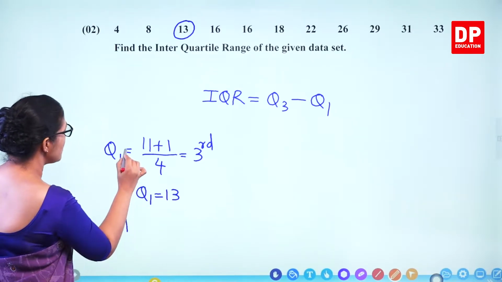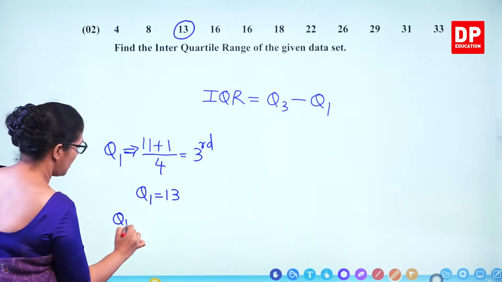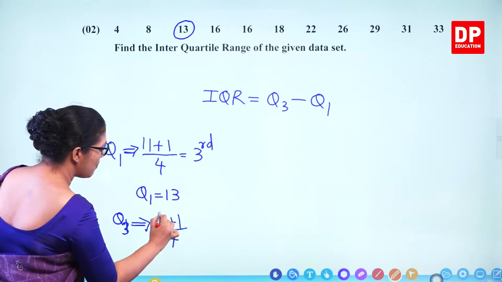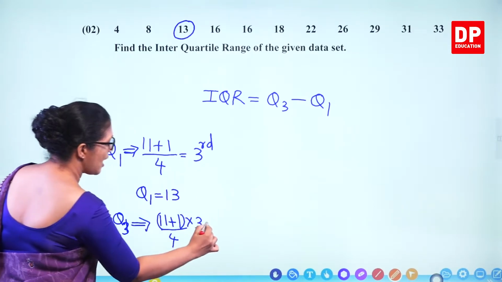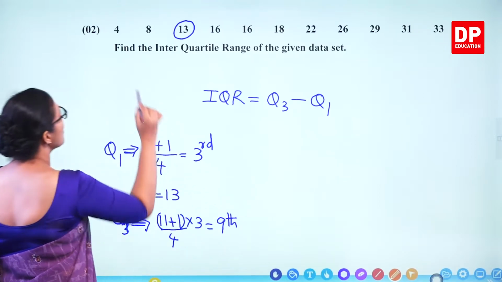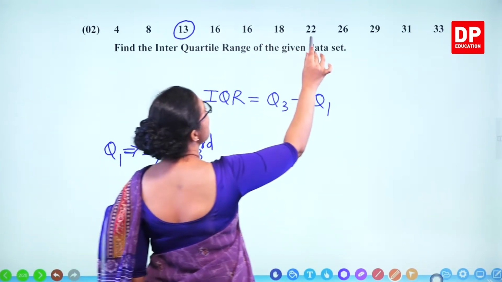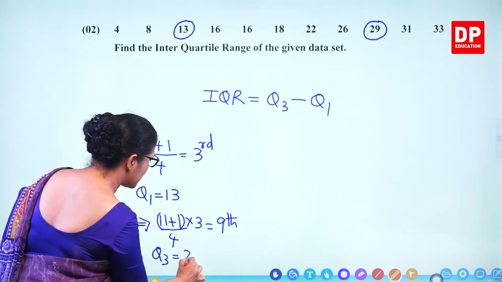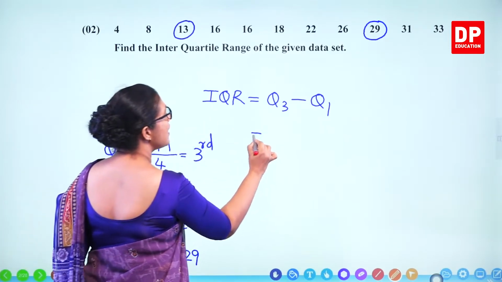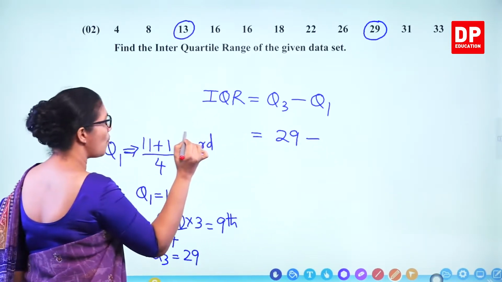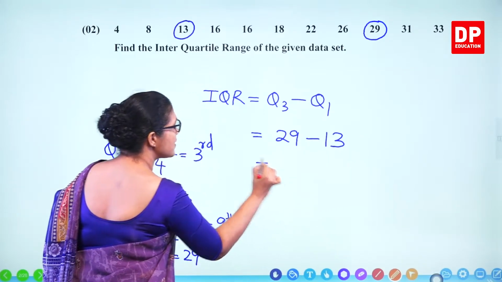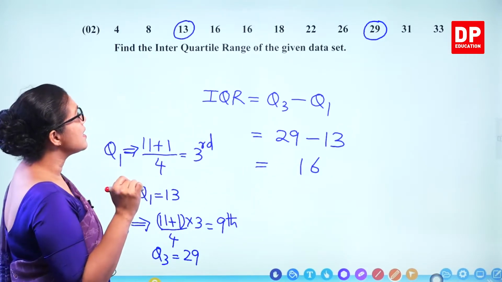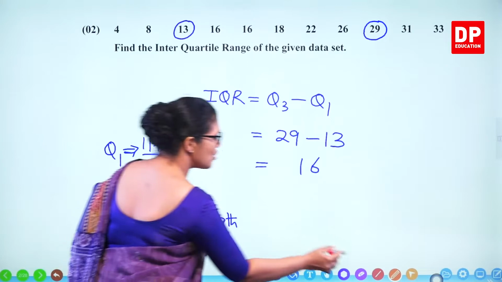Q3, how do you find it? 11 plus 1 divided by 4 and multiplied by 3. So 3 times 3, the ninth one. 1, 2, 3, 4, 5, 6, 7, 8, 9. That is 29. So Q3 is 29. So 29 minus Q1, which is 13. What's the difference? You get 16. 16 is the interquartile range. So you get 2 marks for that.